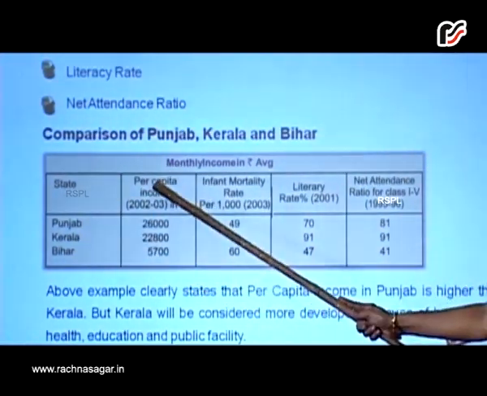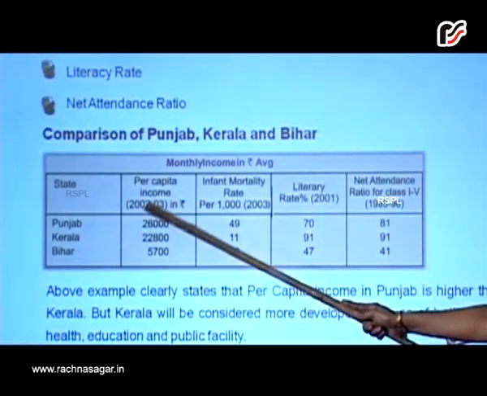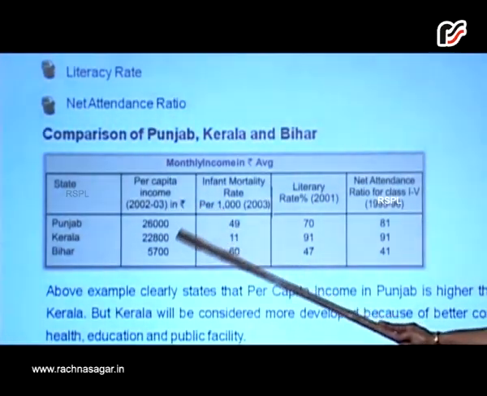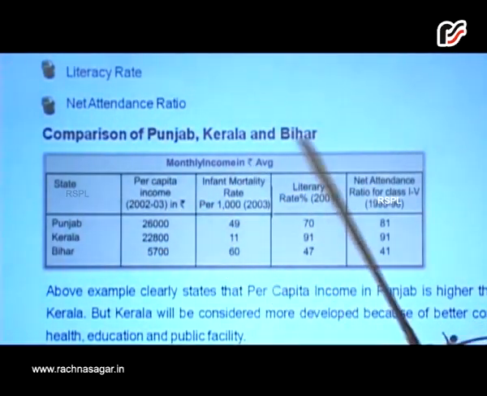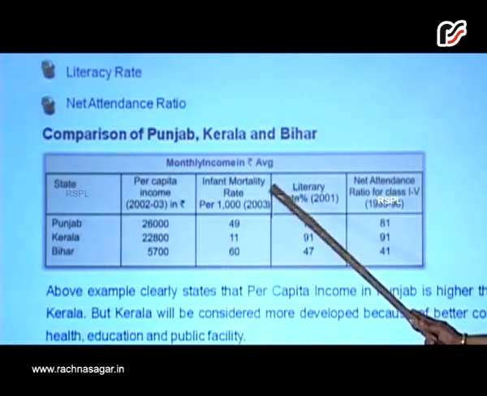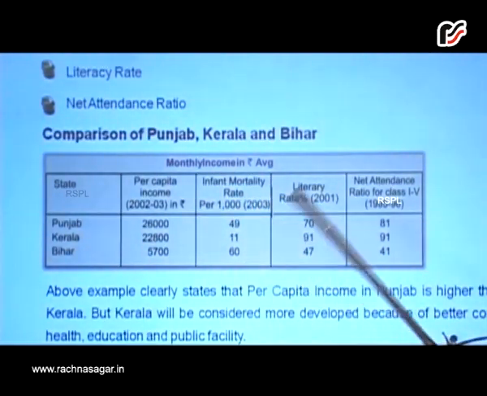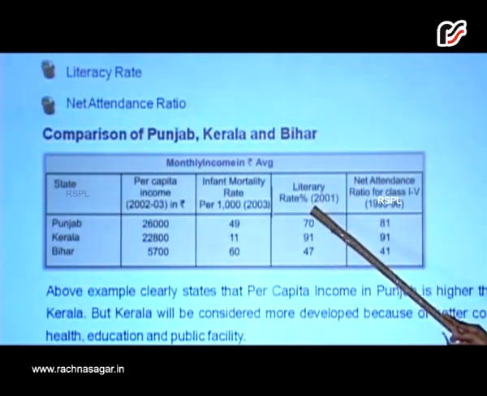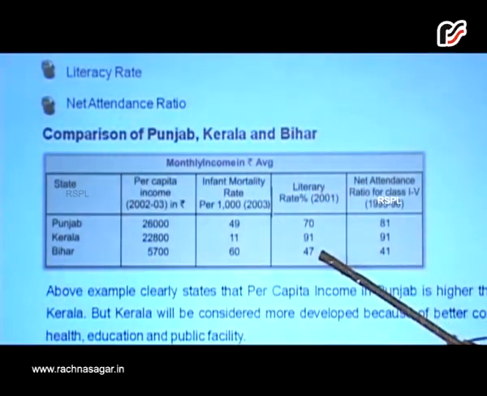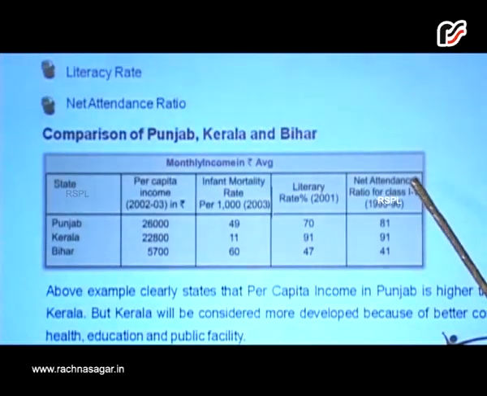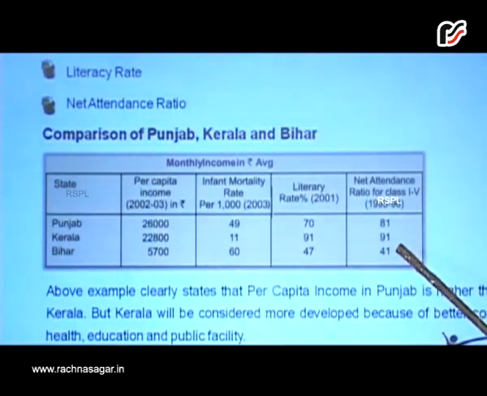In Bihar, per capita income in 2002-2003 was 5,700 rupees. Infant mortality rate per 1000 in 2003 was 60. Literacy rate in 2001 was 47 percent. Net attendance ratio for class 1 to 5 in 1995-96 was 41.